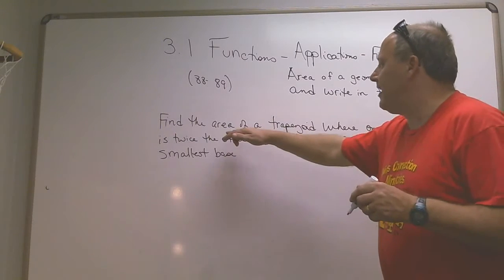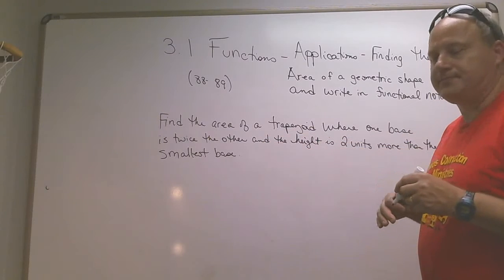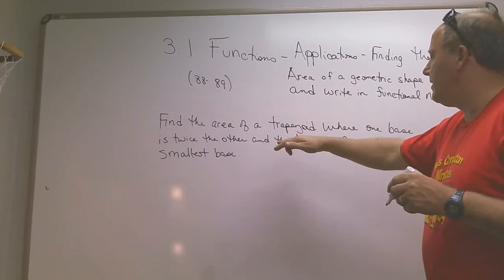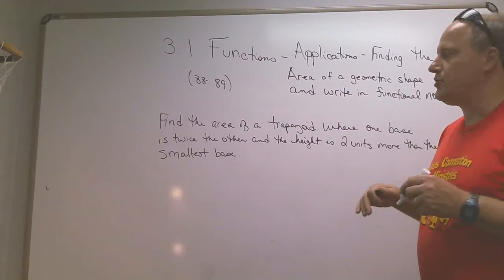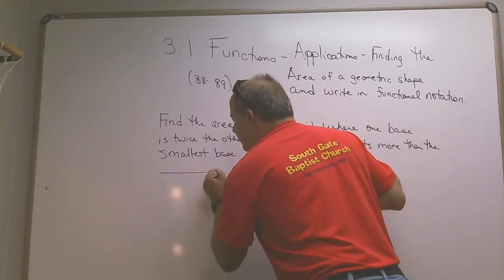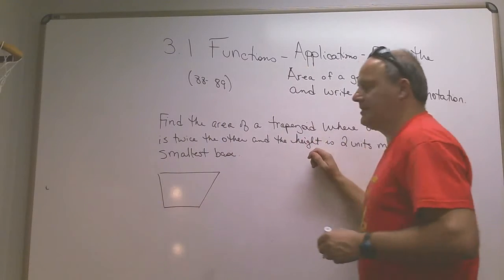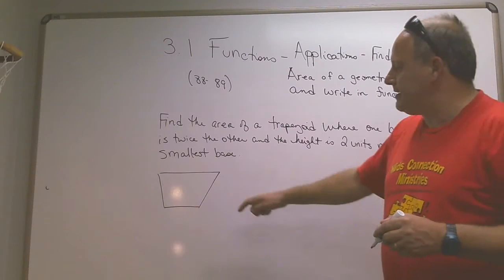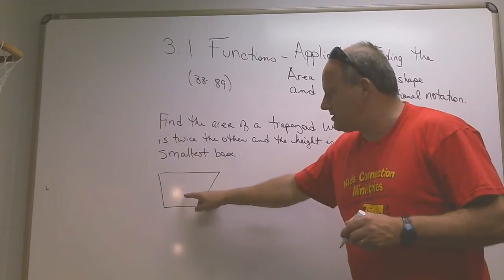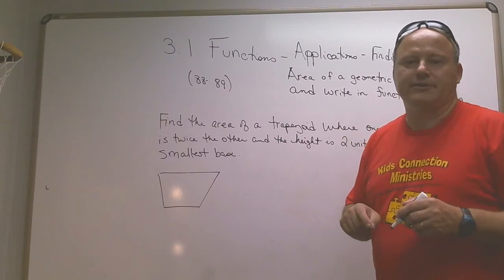But what I want to do is find the area of a trapezoid where one base is twice the other, and the height is 2 units more than the smallest base. So a trapezoid kind of looks like this. That's kind of what a trapezoid looks like. A trapezoid is basically a quadrilateral that has two sides that are parallel to each other, and the other two sides that are not parallel to each other.